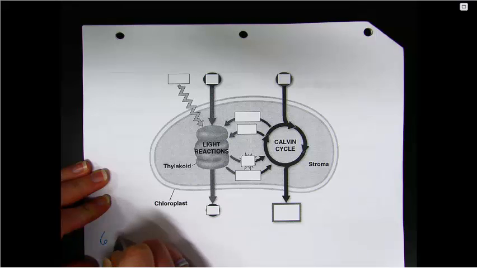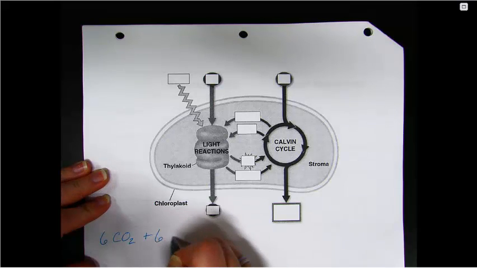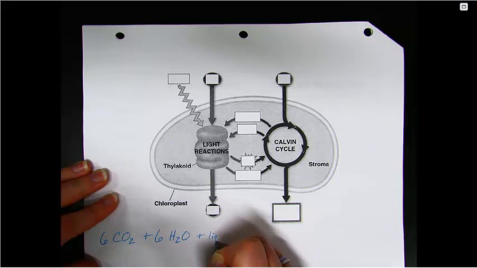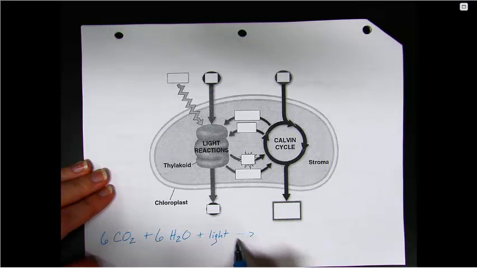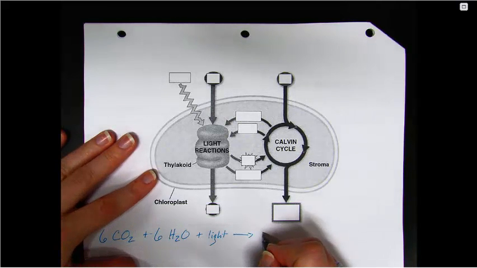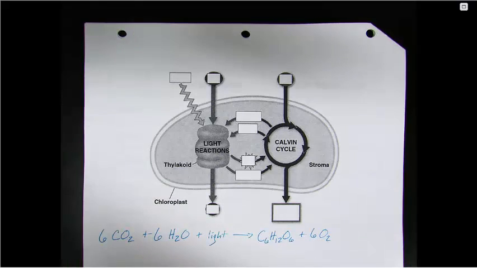We start with 6 molecules of carbon dioxide. We add in 6 molecules of water, and we add in a little bit of sunlight. These are all of our reactants, and they combine together through a series of steps to produce our products, which would be 1 molecule of glucose and 6 molecules of oxygen.